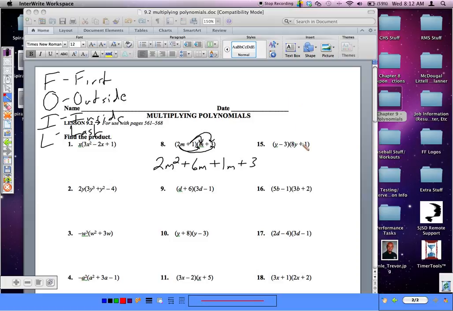But we do still have one final operation here. We need to combine like terms. So after we FOIL, make sure we combine all like terms. Okay? When we combine all like terms, the like terms we have here are 6m and 1m. When those combine, our result is 7m. That's your full answer for number 8.